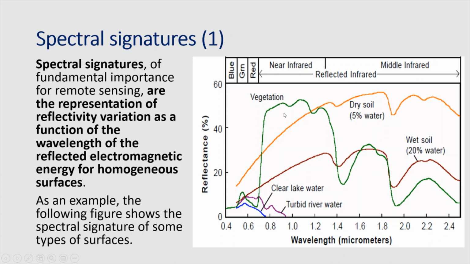So out of this graph of spectral signatures, we can affirm two general things that are always true. The first one that I mentioned before is that water is a good absorber of energy. The second one is that vegetation is the best reflector of energy in the near infrared.